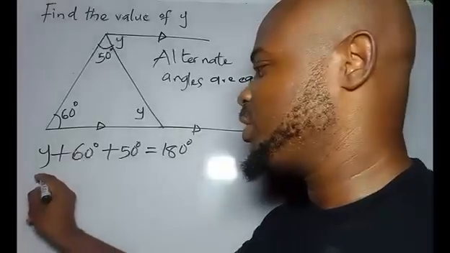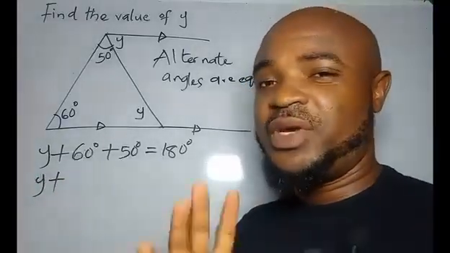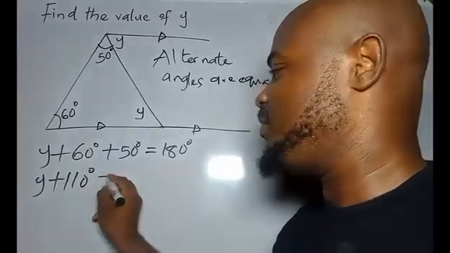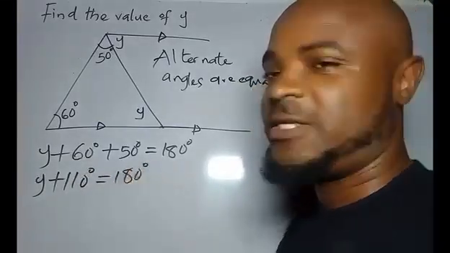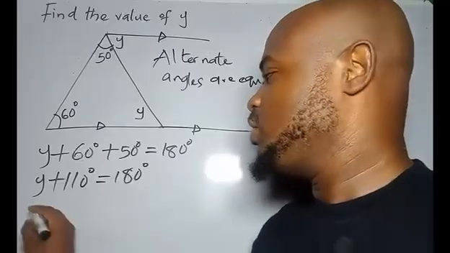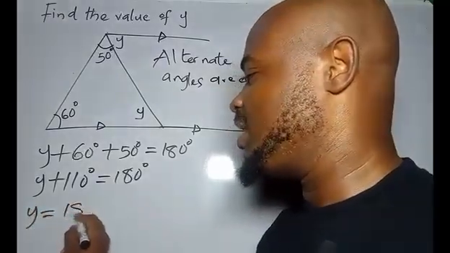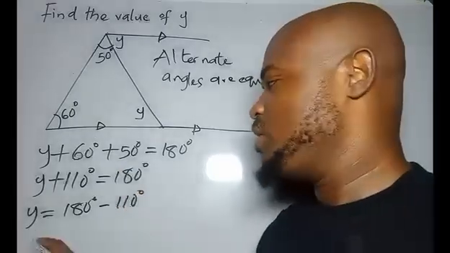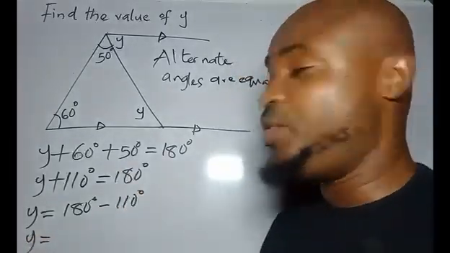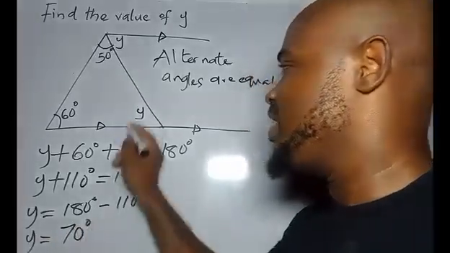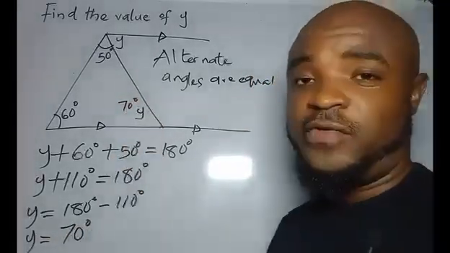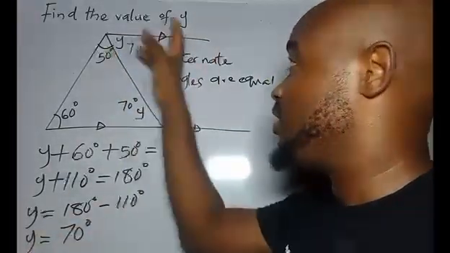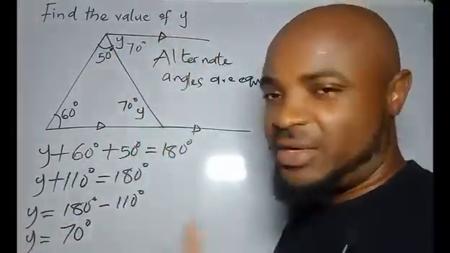Fantastic. So I'm going to do this quickly. 60 degrees plus 50 degrees is 110 degrees. Everything equals 180 degrees. Good. So Y equals 180 degrees minus 110 degrees. So at the end of the day, the angle Y will be 70 degrees. If this is 70 degrees, this will also be 70 degrees. Therefore, the value of the angle Y in this question is 70 degrees.